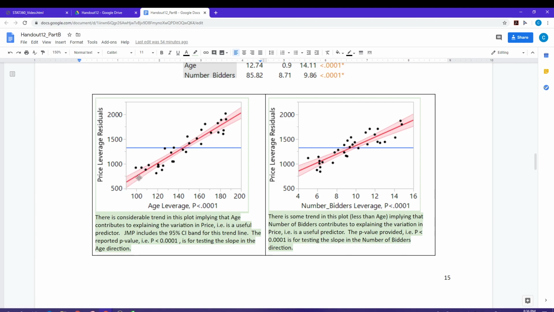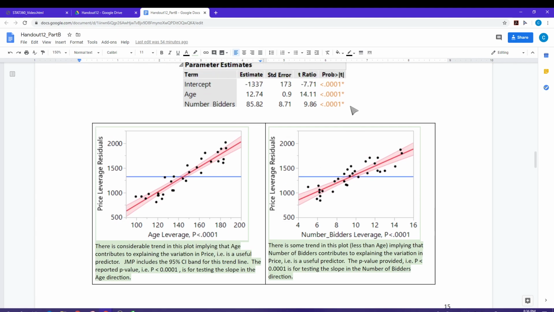These bands here are just the 95% confidence bands for the simple linear regression model that they put in that plot. The p-value reported down here is just the same p-value that we would get here from that test. So they're just bringing that p-value down there to show you the importance of that factor.